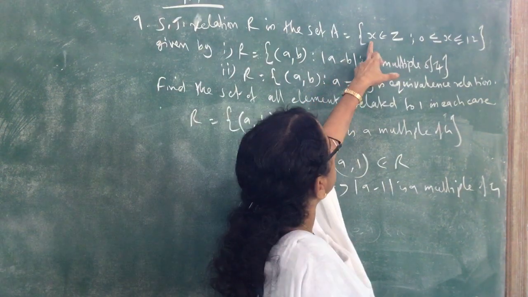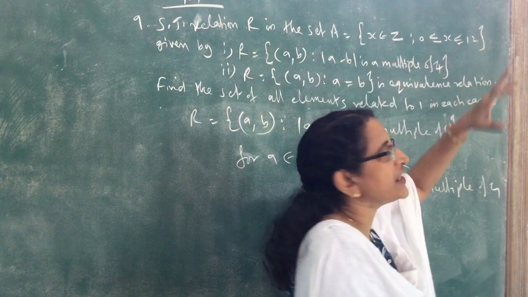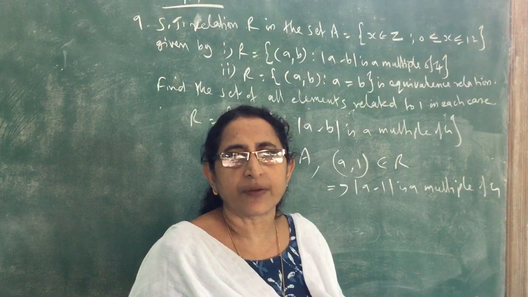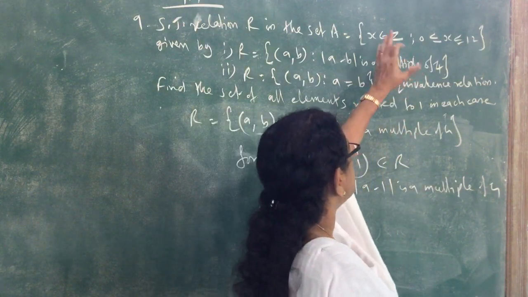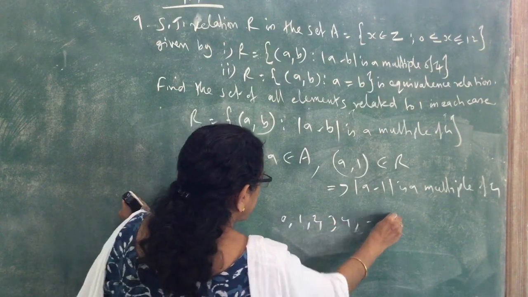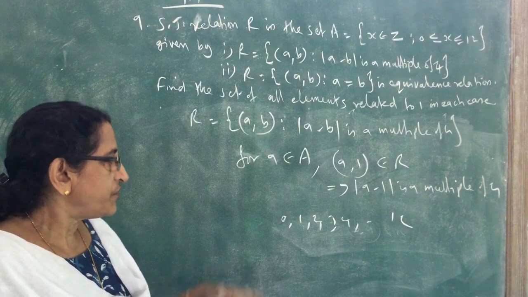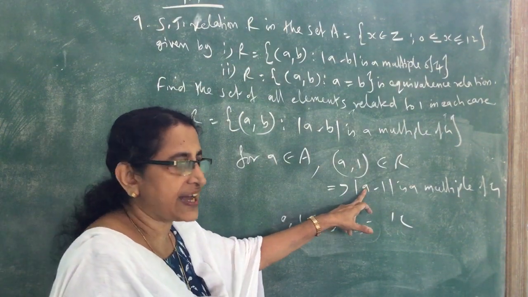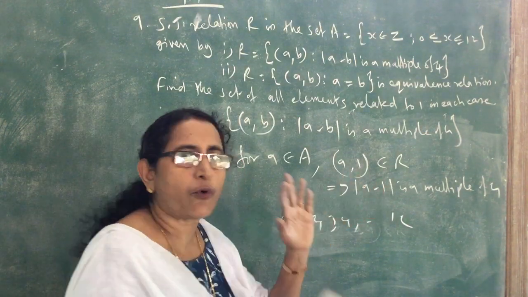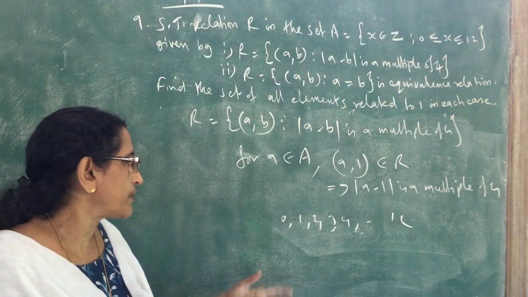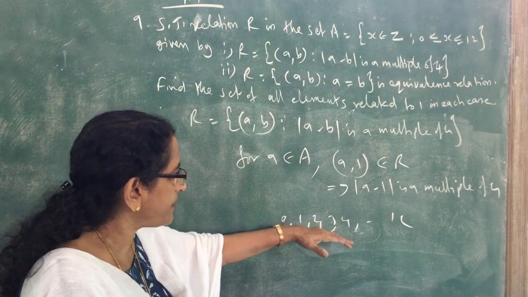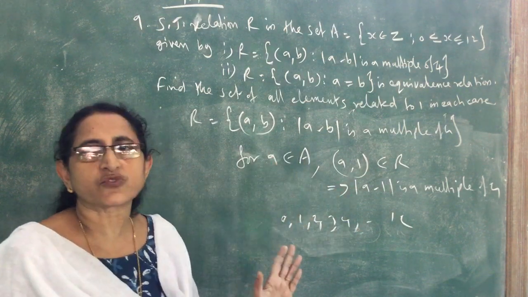What is A? The set of all integers between 0 and 12, including 0 and 12. So the elements in this set are 0, 1, 2, 3 up to 12. In these numbers, which can be the possible value of a such that modulus a minus 1 is a multiple of 4? If you take 0, modulus 0 minus 1 is 1, not a multiple of 4. Find out which elements satisfy this.